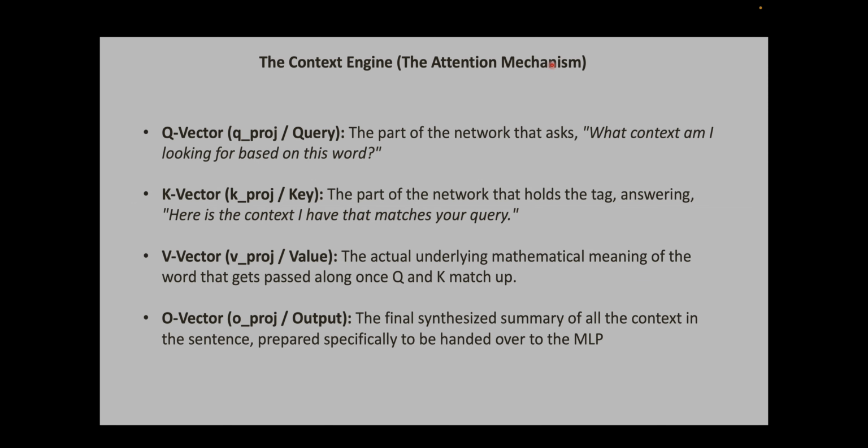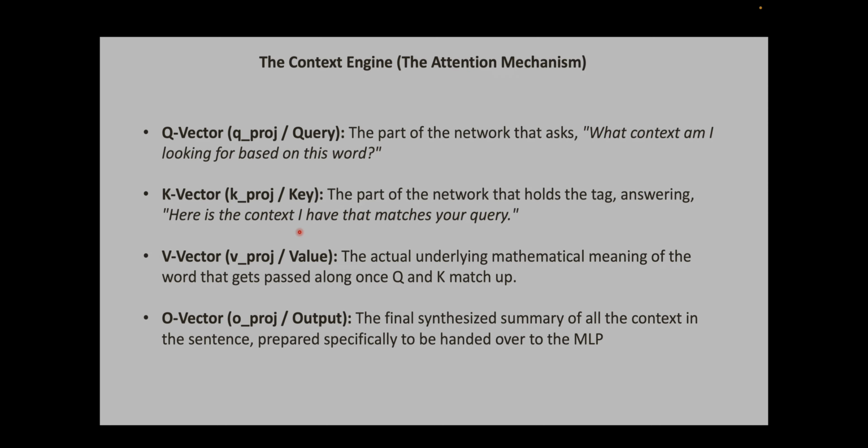Now, the next is the context engine. This is the attention mechanism. We have the Q vector, K vector, V vector, and O vector. Q is query, K is key, and O is output. So what is query? The part of the network that asks what context I'm looking for based on this word. Whatever word that layer is currently processing, the QProj query is the part of the network that asks what context I'm looking for based on the input word, right? K is the part of the network that holds the tag, answering, here is the context, basically KProj.